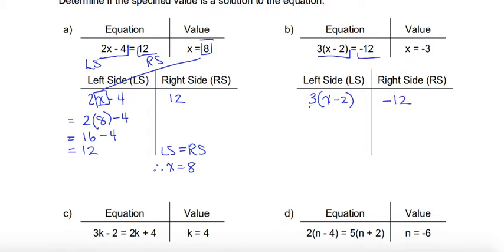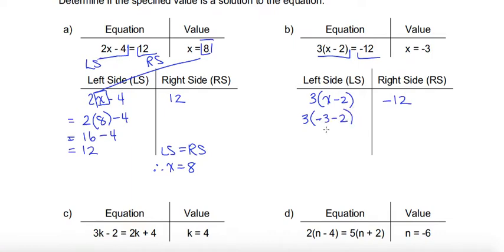That's what I do first. Now I want to substitute the value of x into my equation, wherever it happens to be. If it's only on the left side, then I put it in only on the left side. If it happens to be on both the left and the right side, like in example C, then you put it on both sides. So I'm going to substitute the value negative 3 in place of x. So I have 3 times (negative 3 take away 2).